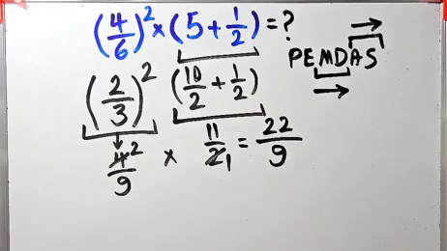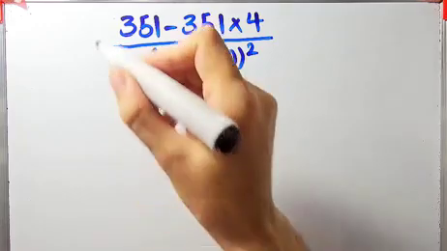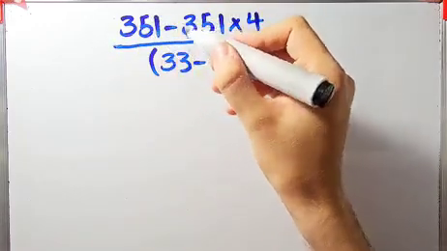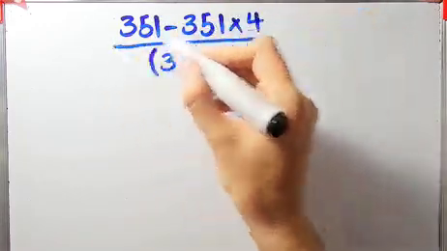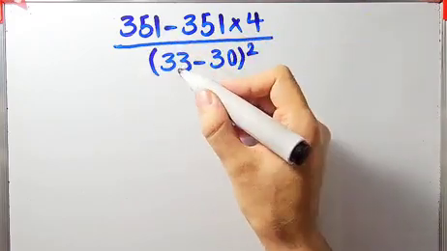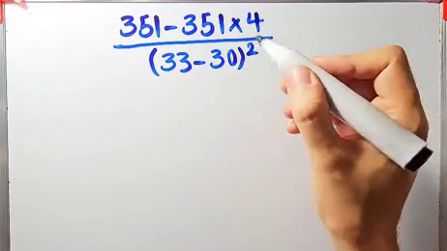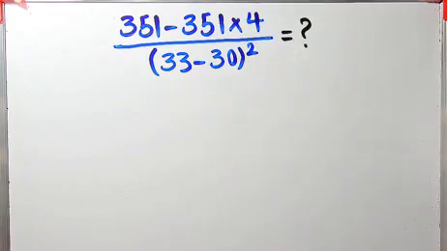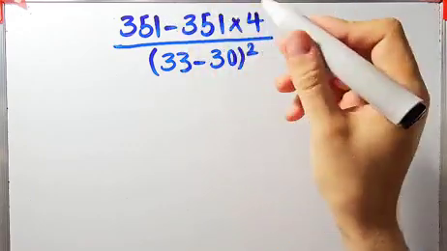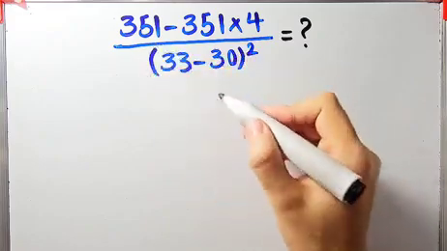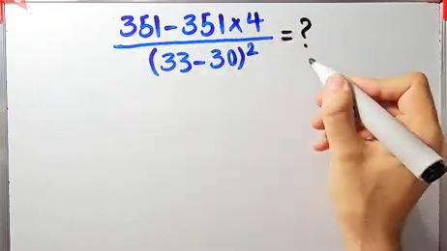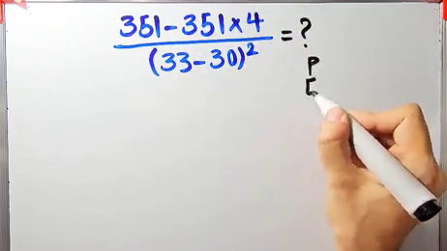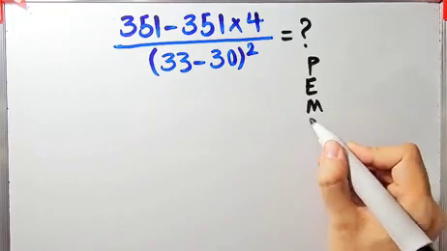Okay guys, let's solve another question about PEMDAS rule. 351 minus 351 times 4, then over open parentheses 33 minus 30 close parentheses, then all of them to the power of 2. What is the answer of this question? Can you solve it? We have subtraction, multiplication, division, parentheses, and exponent. Again, to solve this question, we need to follow the order of operations, which is PEMDAS.